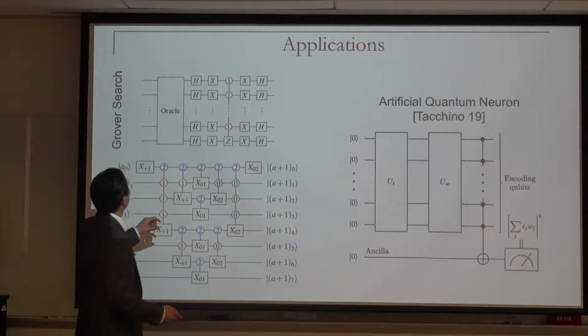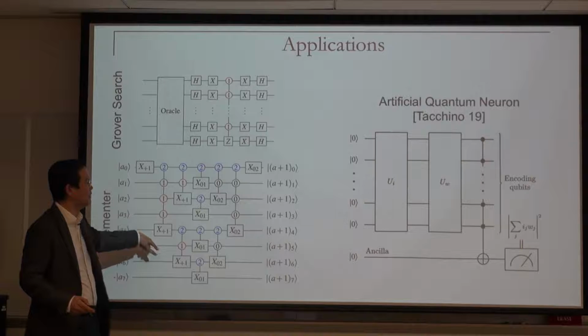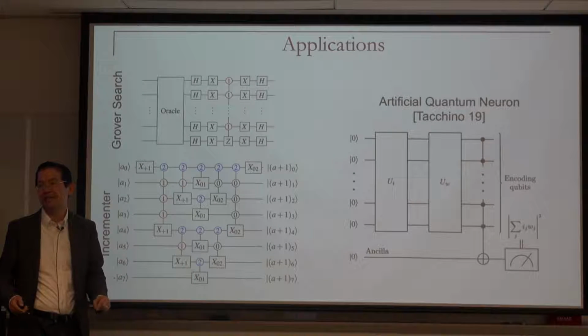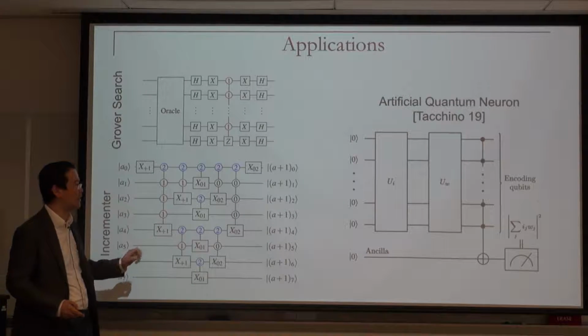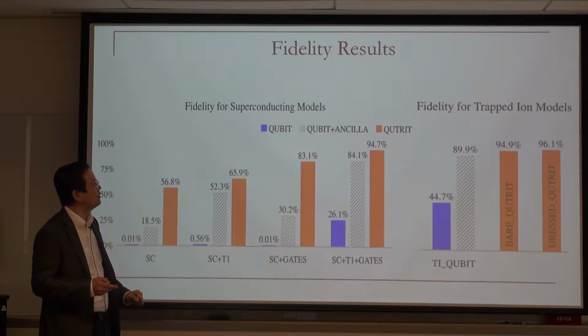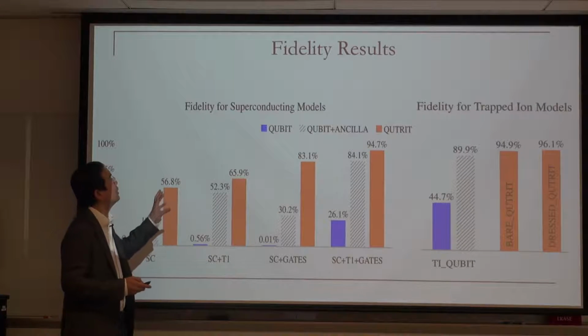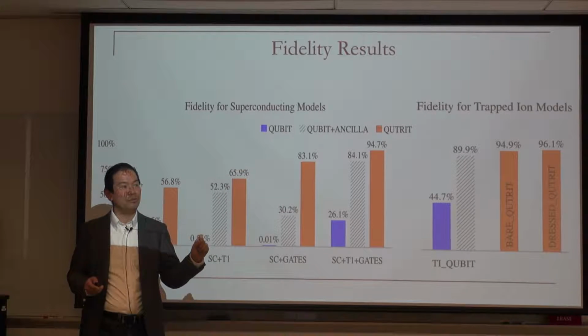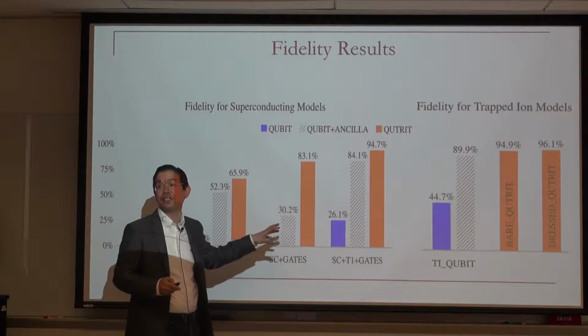And before I show you that, here's some other circuits. Here's an incrementer. And then these are just applications of the multi-control gate. Right? So these are some of the benchmark circuits that we use. Okay. So this is sort of the punchline, right? What's the fidelity of the circuit once you add qutrits to it, right?